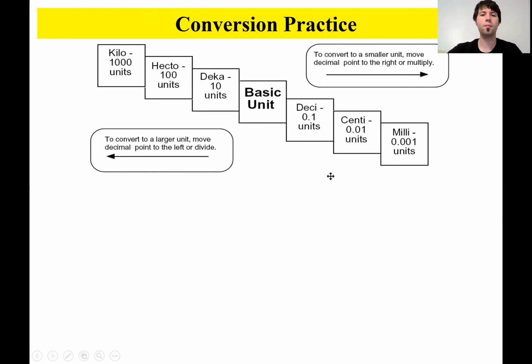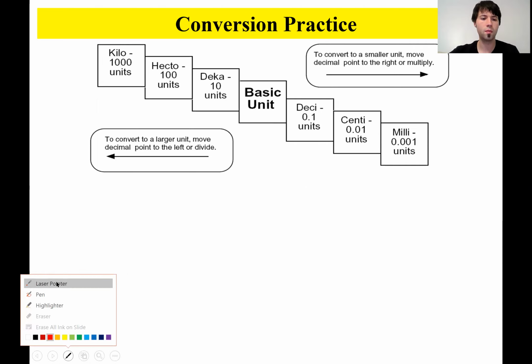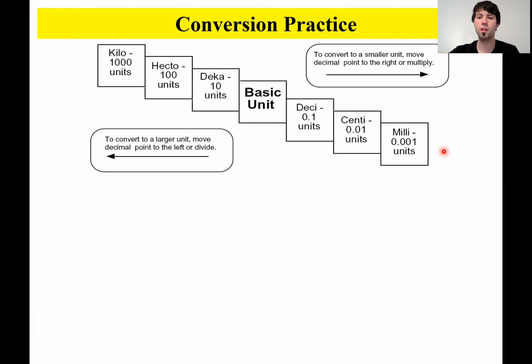So here again, we're going to talk about these prefixes. In the previous slide, you saw some words. You saw millimeters. So here's that milli right here. Centimeters, there's centi. I don't know if you can see my mouse. Let me get my laser pointer out. Here we go. So there's milli, centi, deci, and then basic unit, deca, hecto, kilo.